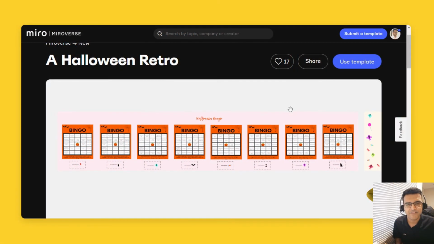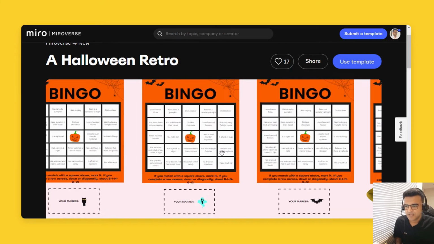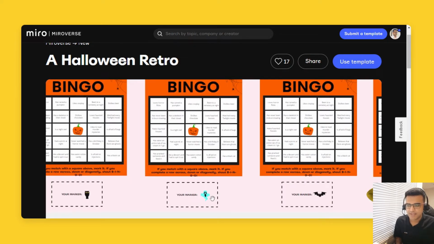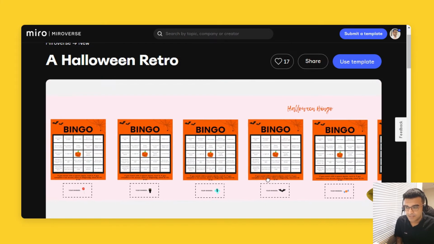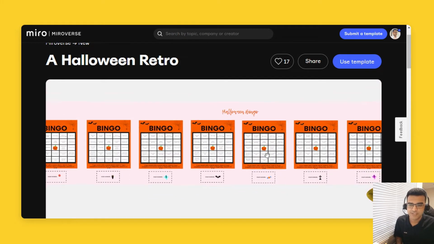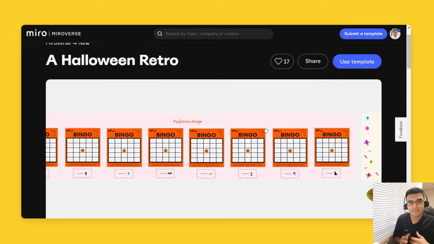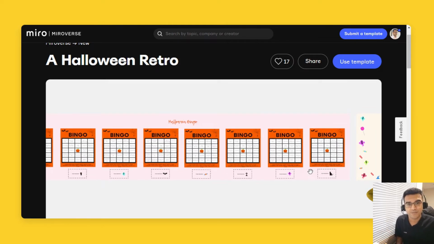For the icebreaker, we have a Halloween themed bingo. The rules are the same as a regular bingo. If you match with a square, drag your marker onto the square, and if you mark 5 squares in a row or in a column or diagonally, then you can just shout bingo. And so you have one bingo card for each team member. And then, of course, at the end of the game, go through the cards as a team and share some interesting stories with each other.